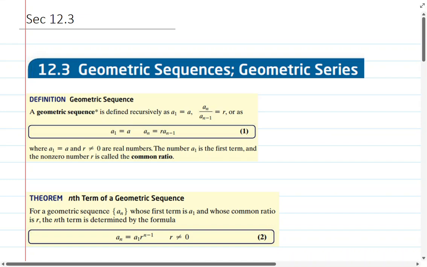The previous one was arithmetic, which means that a constant was added. The difference, the little d, was what we were calculating in order to find the order of what we were doing. And so on this one, we're geometric. That means exponential in some form.